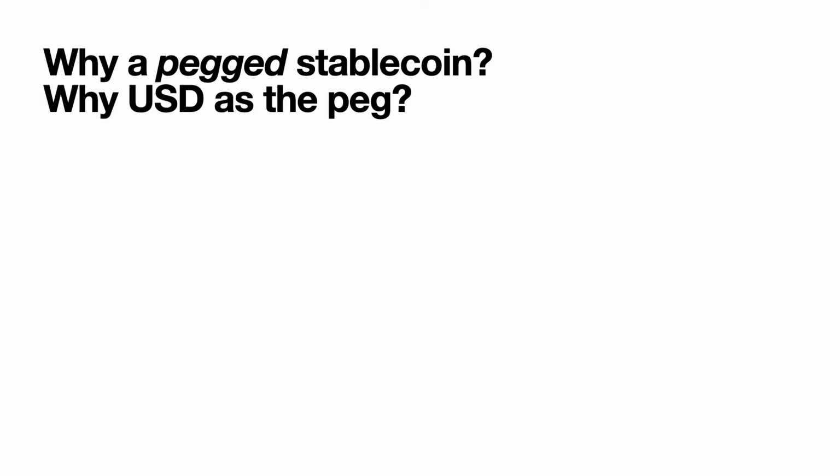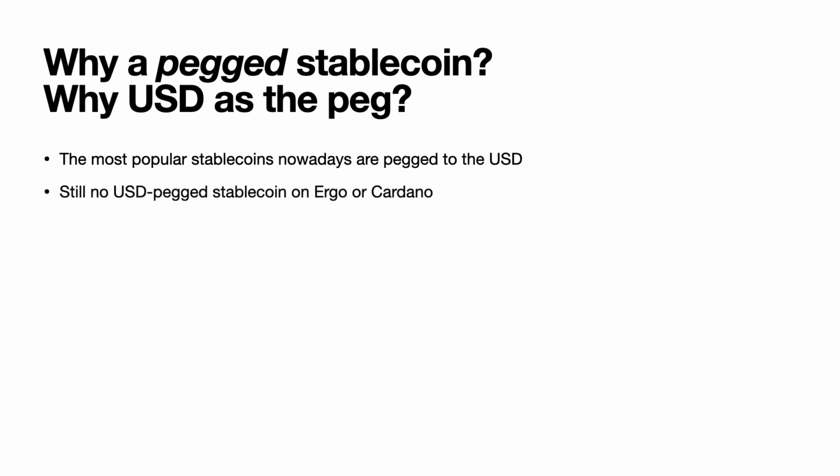Okay, so why did we choose a pegged stablecoin and why USD as the peg? So USD is the most popular peg for stablecoins nowadays. And there's still no USD pegged stablecoin on Ergo or Cardano. So we wanted to provide a USD pegged stablecoin because that's what the public is demanding, and we still don't have that on Ergo or Cardano.